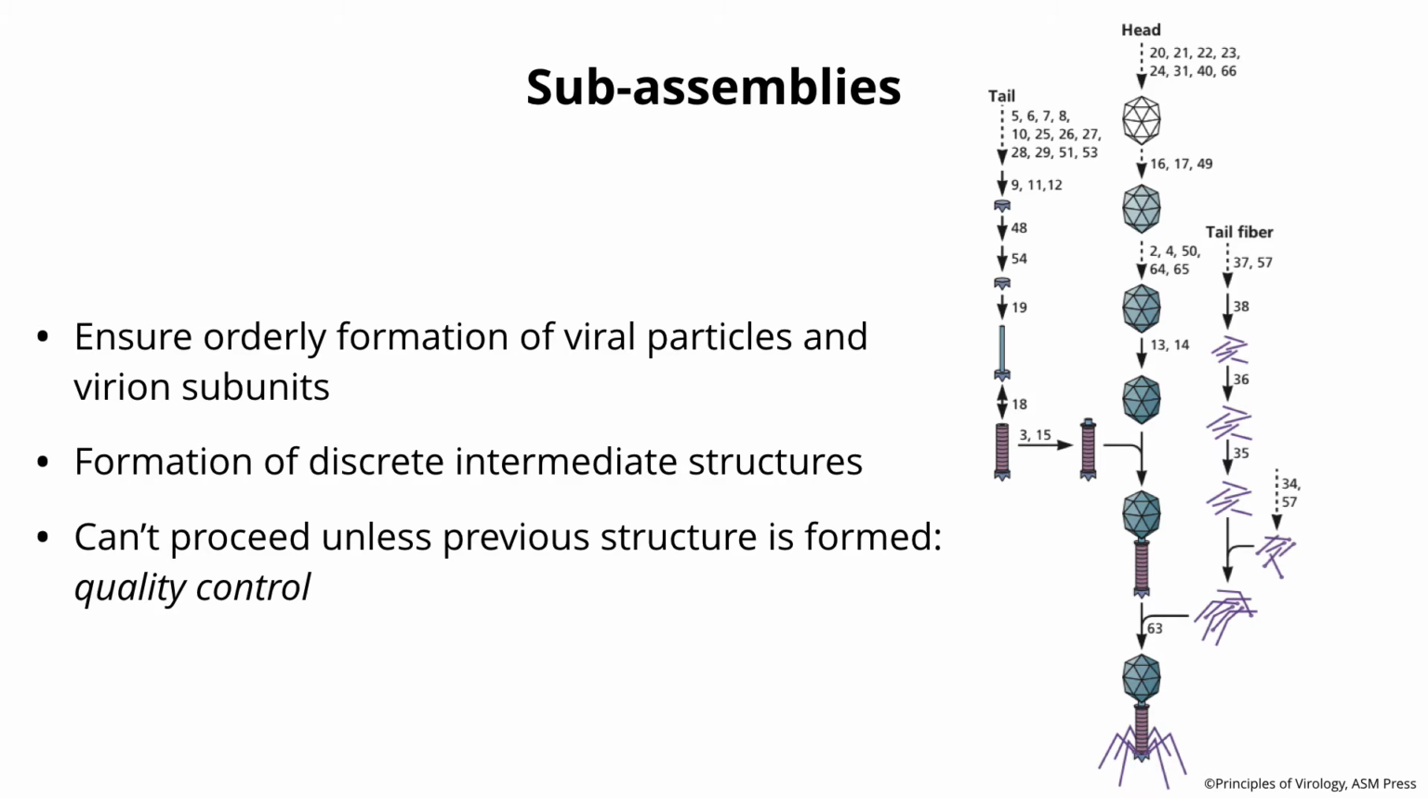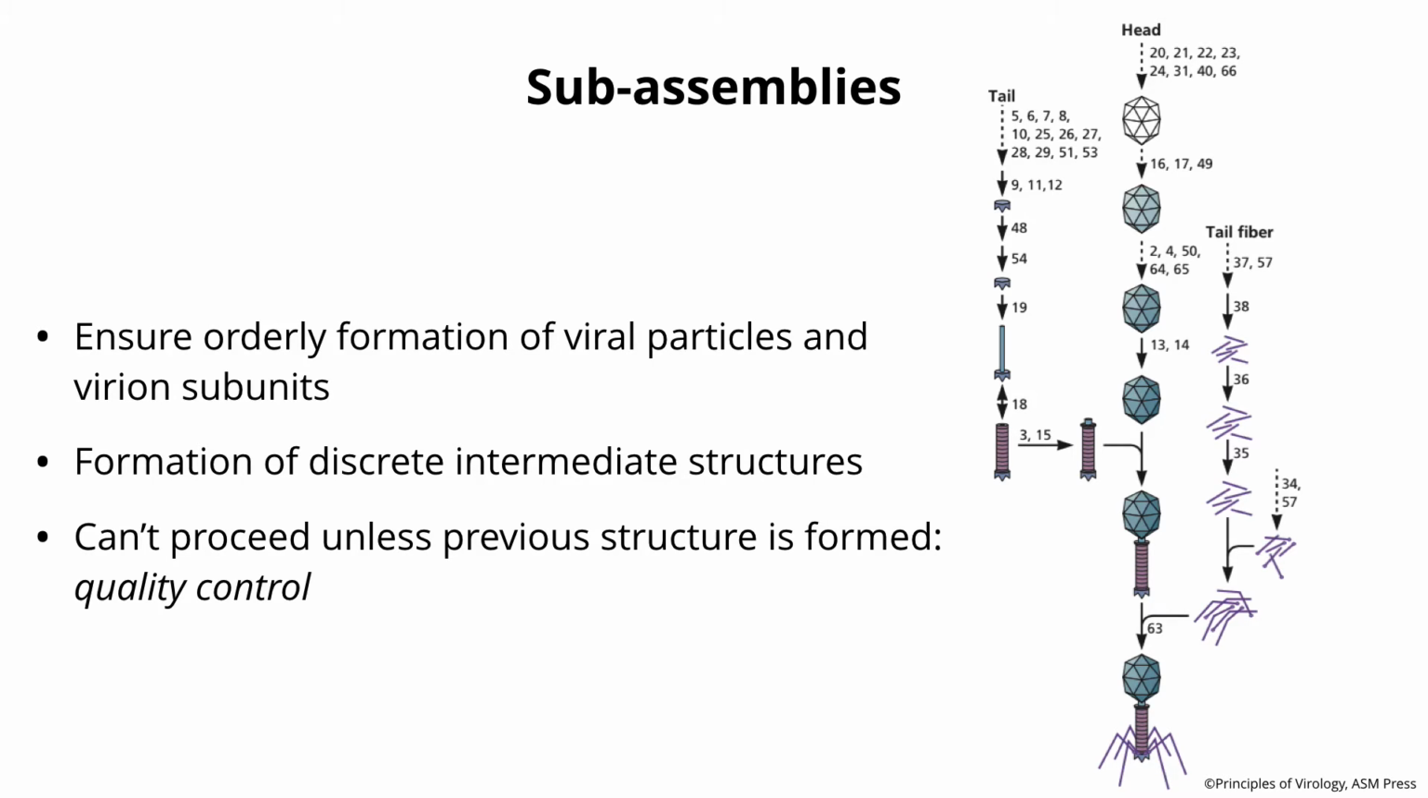You make the base plate first, then you make the helical neck and you wrap discs around it, and now finally you have the tail assembly. At the same time, the head is being assembled as an icosahedron, and that gets then joined to the tail, and finally the fibers are assembled separately and put on last. So that's what I mean by sub-assemblies. You make different parts of the particle and then put them together.